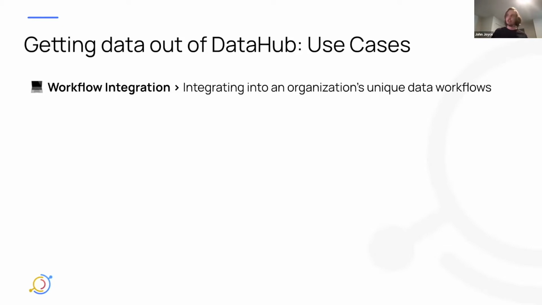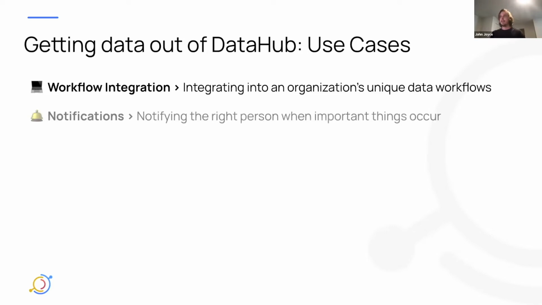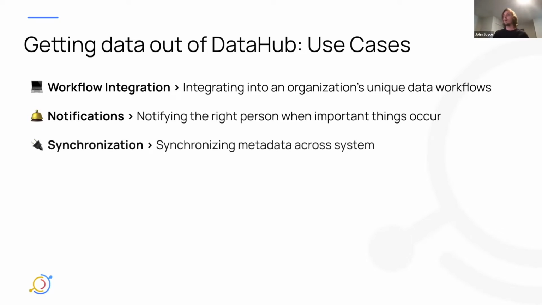For example, creating a Jira ticket when a certain glossary term is added to a data set. How do I notify the right person when important things happen on DataHub? How do I synchronize metadata changes from DataHub into some other third-party system? Finally, how do I actually audit the usage of DataHub itself?